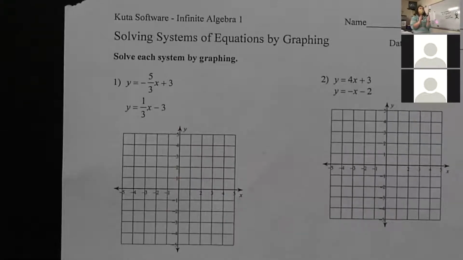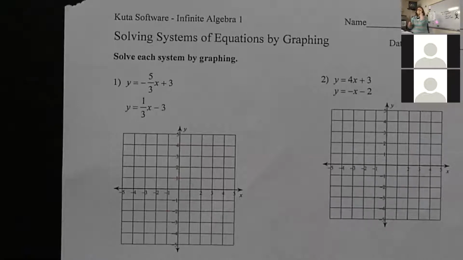Okay, so a system of equations means that there's more than one. A system just means that there's more than one. And what we're doing is we're trying to solve. So we're going to try to find any points that could be in both equations and make true statements. So if we think about two lines, okay, we can graph two lines.